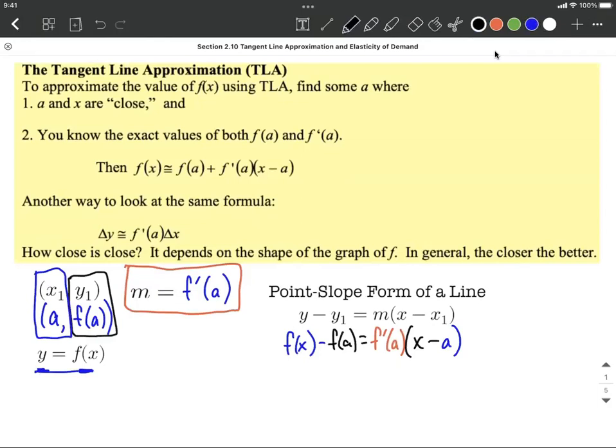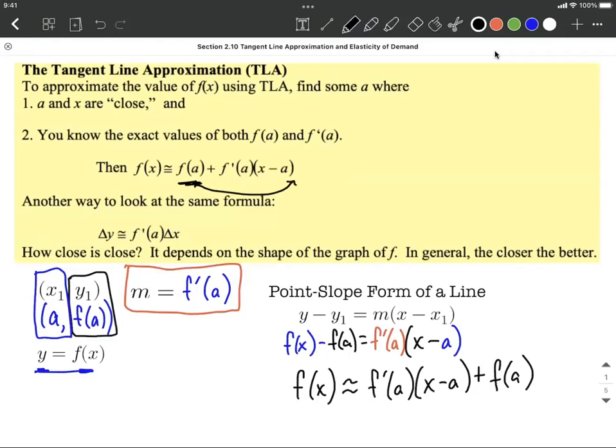Let's rearrange this and isolate the f of x on one side by itself. I'm going to use my approximation symbols in between here. All I have to do is move that f of a to the other side, so I add f of a, and we get the same formula as what was given to us in our book. The only difference is I've placed my f of a at the end as opposed to in front, but either one means the same thing.